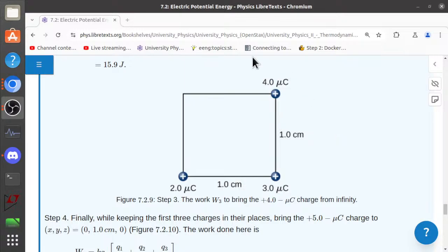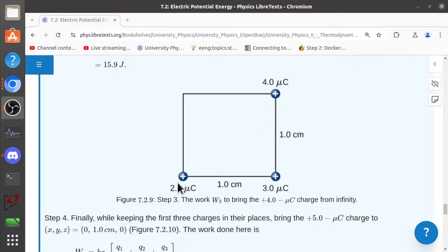And then the next one is, okay, now you bring another charge close to charge 1 and to charge 2, which means now you have to take into account the interaction of this charge with that charge and this charge, right? So when you add it here, you have basically the distance 1 centimeter between these two charges. And what's the distance between these two charges?